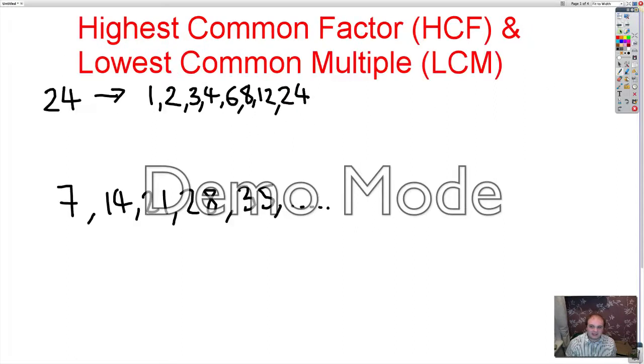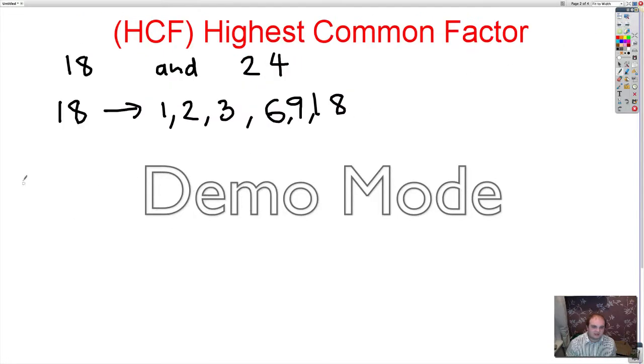24, if I go back a slide, they're all there at the top. 1, 2, 3, 4, 6, 8 and so on. So 24, I'll do it the same way again, just so I don't miss any. 1 and 24, 2 and 12, 3 and 8, 4 and 6, 5 doesn't go in, so same again.